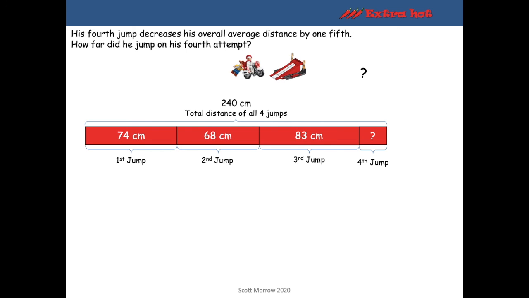Now, once again, we can use different strategies here. I already knew that the total for the first 3 jumps was 225 centimetres, so we're finding the difference between the 225 and the 240. I could do a takeaway, but I think it's going to be much easier to count on from 225 up to 240. I would add 5 to get to 230 and then add 10 to get to 240, which means that fourth jump must only have been 15 centimetres.